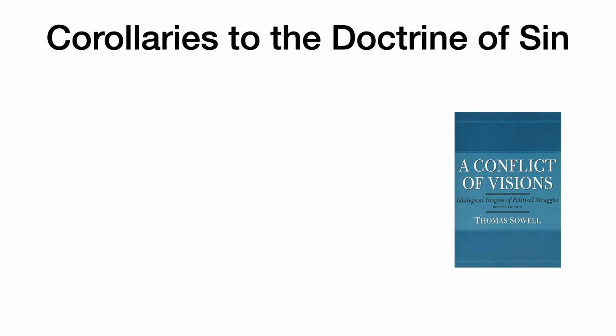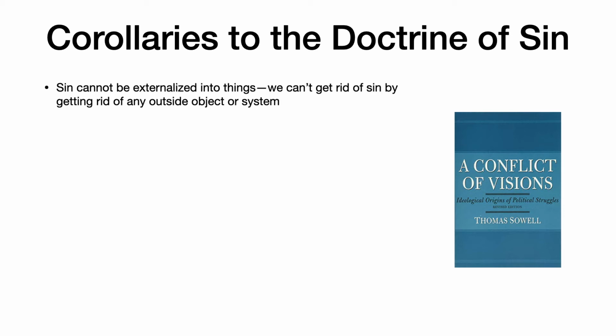Some corollaries to the doctrine of sin: sin can't be externalized into things. Sin is in us. It's part of you. You can't get rid of sin by getting rid of any outside person, object, or system. You can't say, "Oh, look, there's sin over there." You can't say, "If we get rid of these people, then we'll have a just society." There's no place outside of us that you can locate it. If there are people in it, there's sin.